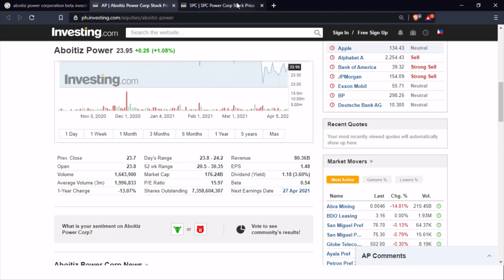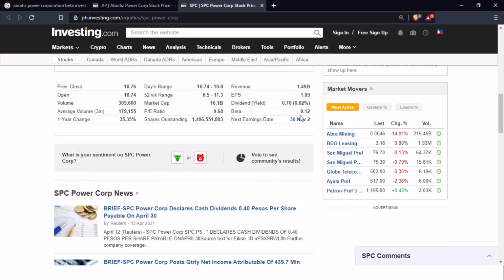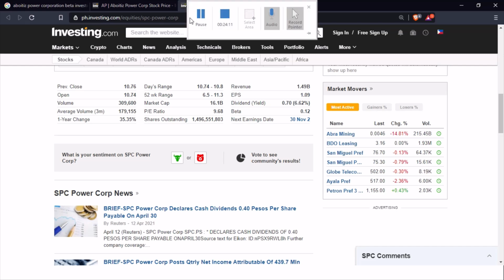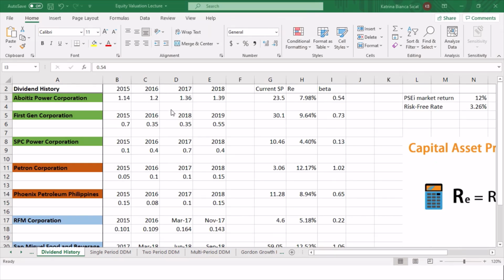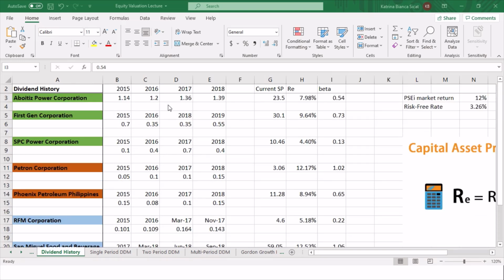Okay, now also there is SPC Power Corporation right here. No, yung kanyang beta is 0.12. So hindi pare-parehas ang beta ng iba-ibang stocks. So babalik tayo dito sa aking Excel sheet. So as you can see, the dividend history is also available in the investing.com website. If you would want to see the dividend history, nandun din po. You just wanna check that out.